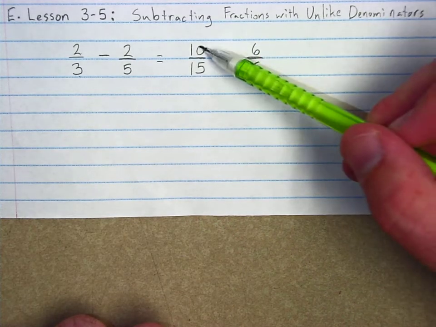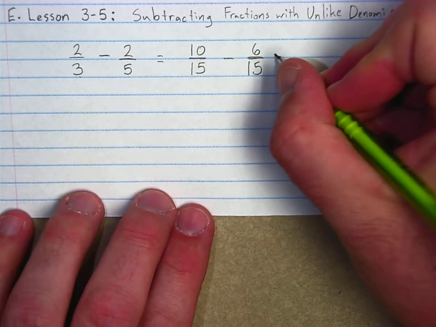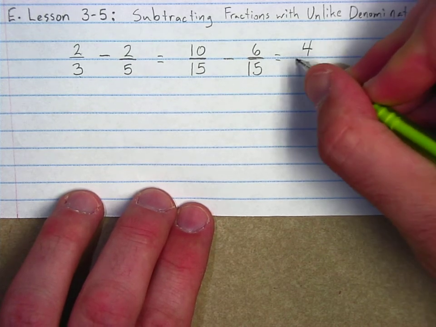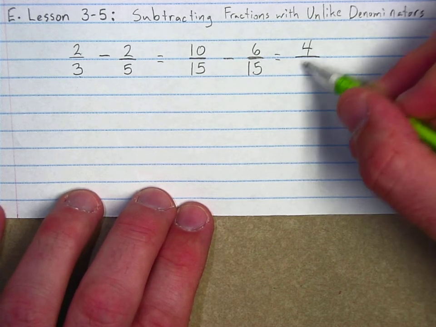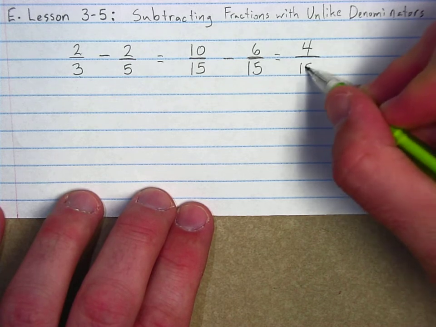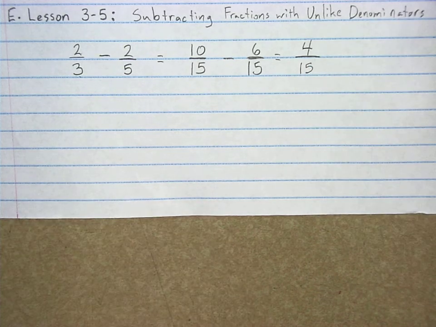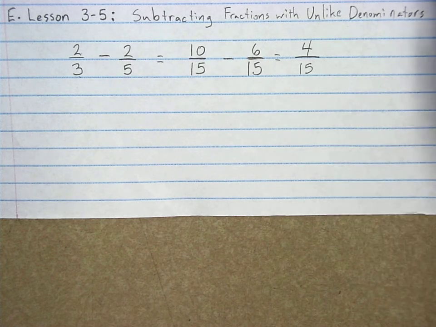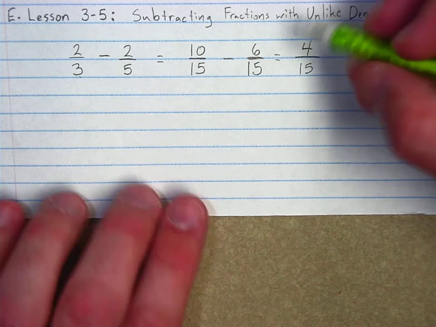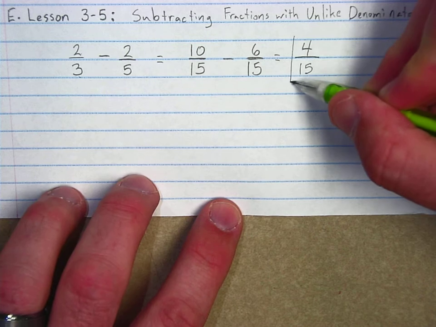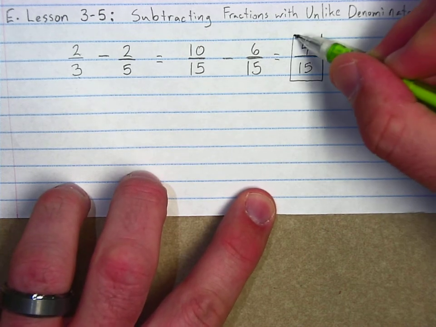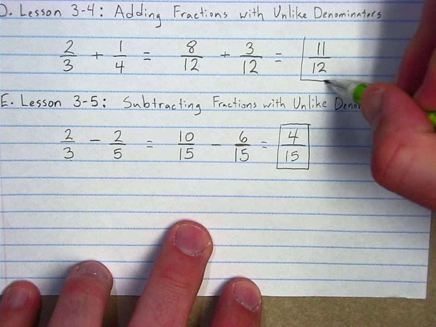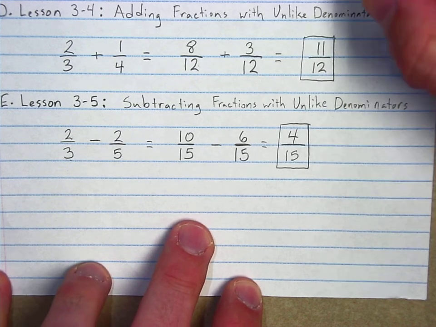Okay. 10 minus 6 is 4. We do not subtract the denominator, just like we didn't add the denominator. Denominator is a label. It's a unit. It needs to stay the same. Okay. So, the answer for our subtraction problem, 4/15. I didn't box up our other ones. Should probably do that.